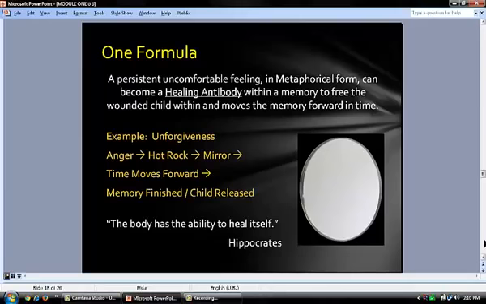So when we look at the formula, a persistent uncomfortable feeling, anger and unforgiveness, in its metaphorical form of a hot rock, can become a healing antibody, which was the mirror, within the memory, and it freed up the wounded child within. As the father moved off and away, the memory was moved forward in time, freeing up the child and finishing the memory. Now that formula makes a bit more sense than it did when we first looked at it.